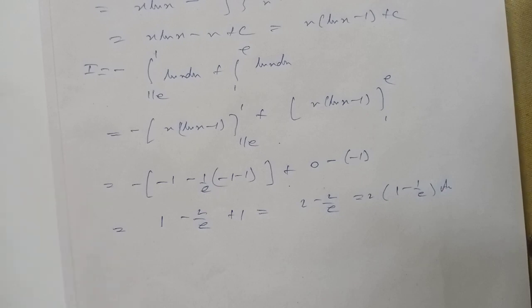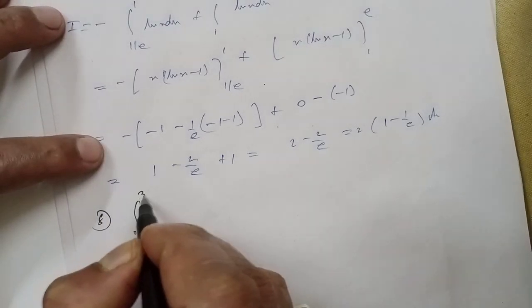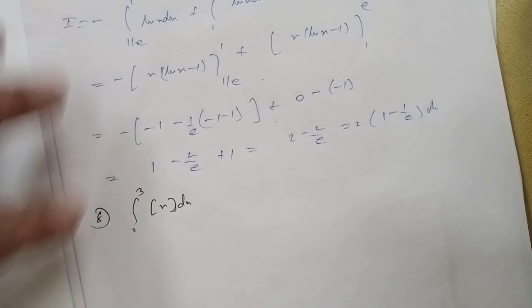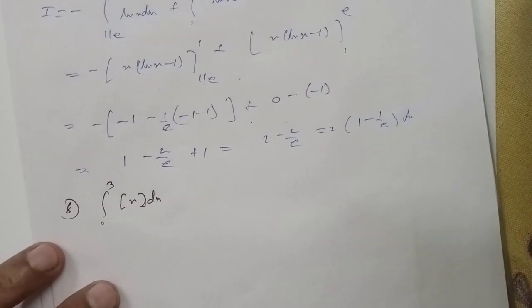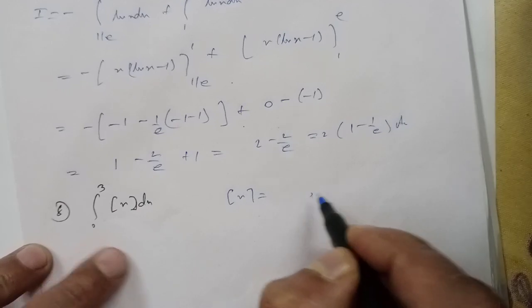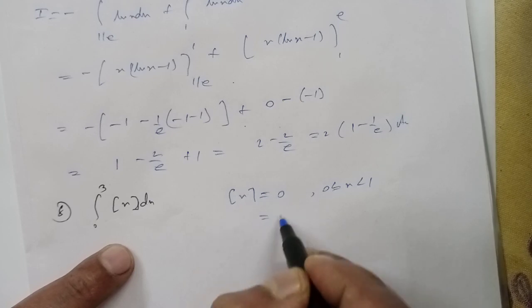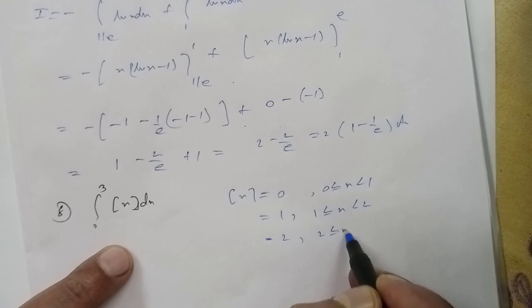Next, let us do one box function problem. Integration 0 to 3 of box x. This is actually called the greatest integer function. We commonly call it the box function. So let us define it first. Box x is 0 when x is greater than or equal to 0 and less than 1. This is 1 when x is greater than or equal to 1 and less than 2. This is 2 when x is greater than or equal to 2 and less than 3.